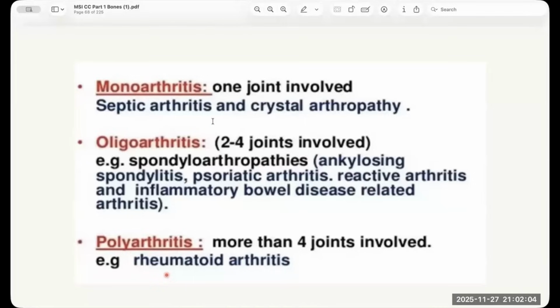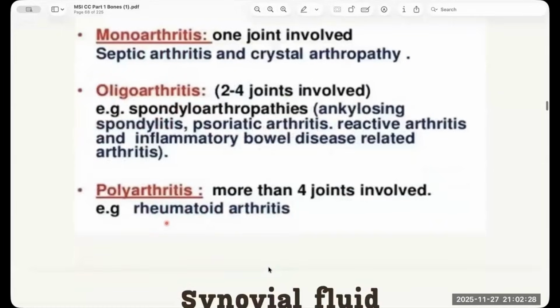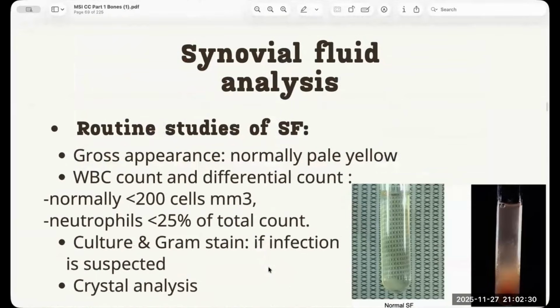Because this is particular. Let's say monoarthritis shows in septic arthritis and crystal arthropathy. Oligoarthritis shows in spondyloarthropathies, and polyarthritis shows in rheumatoid arthritis. We'll be digging more into these later on, but for now, the synovial fluid analysis that I was talking about.